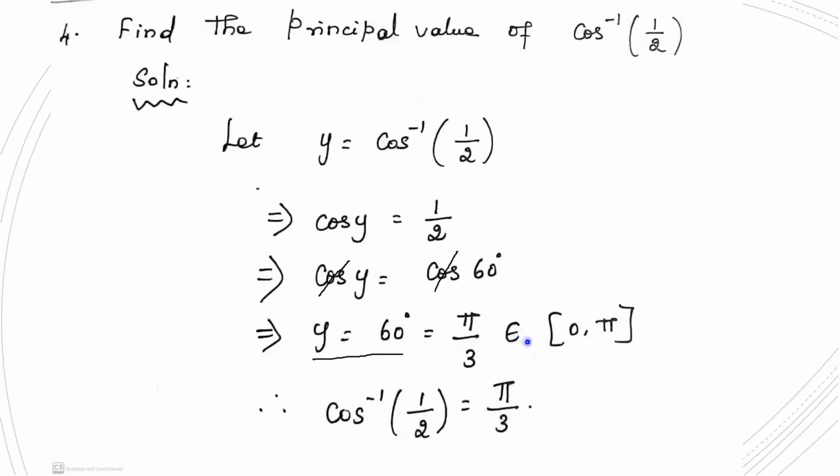That must lie between 0 to pi. We have already seen that in cosine values, it must lie between 0 to pi. Pi means 180 degree. Here we have got only 60 degree. So it satisfies this. So the principal value of cos inverse of 1 by 2 is pi by 3.